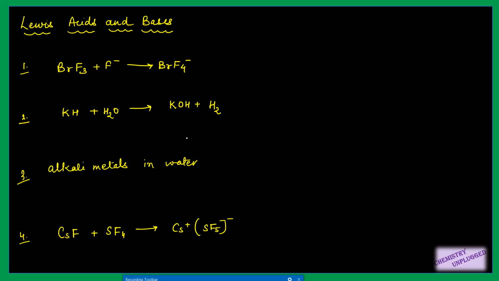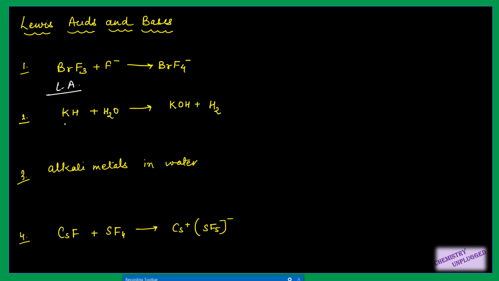Then next is Lewis acids and bases. We all know Lewis acids are the species which accept electrons and bases are those which can donate electrons. So let's check our knowledge with these examples. BrF3 plus F minus gives BrF4 minus. In this particular case, BrF3 is acting as a Lewis acid because it is accepting electrons from F minus, and it is forming BrF4 minus. That is why it acts as a Lewis acid.